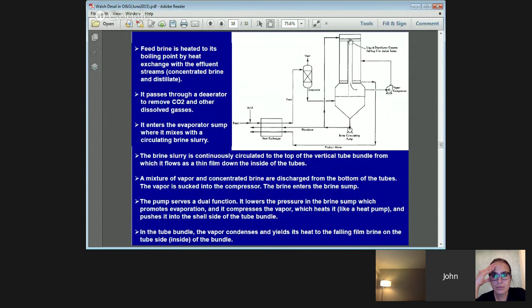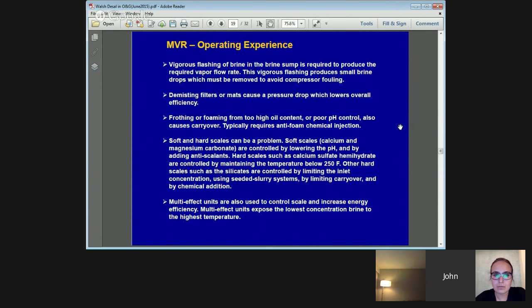Vapor is generated and captured as clean water, and then the salt water falls into this sump and is eventually discharged, and in some cases it's solidified. So MVR, what is the operating experience?